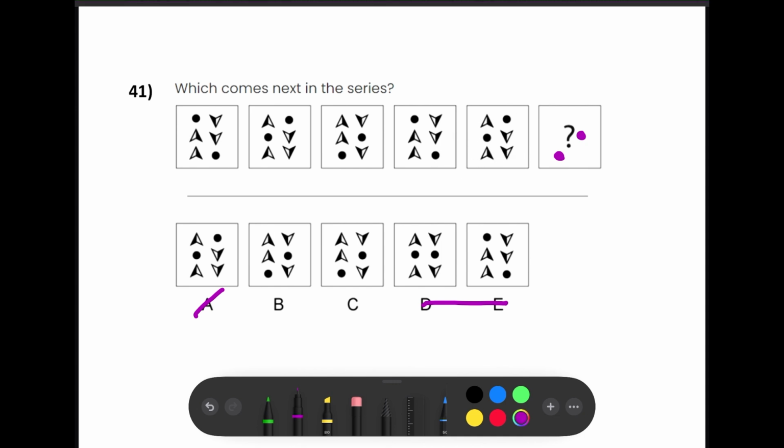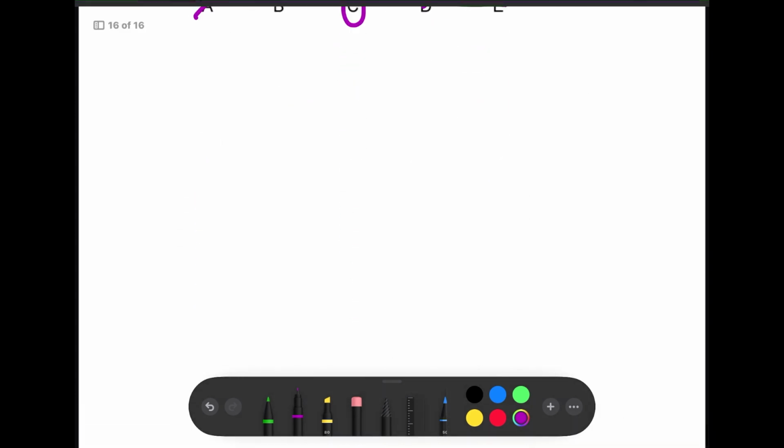The difference between B and C is where the black part of these shapes is, whether it's on the inside or on the outside. So it goes from being on the inside, outside, inside, outside, inside. So it's going to be on the outside here. So that's why the answer is C. And yeah, that's it.